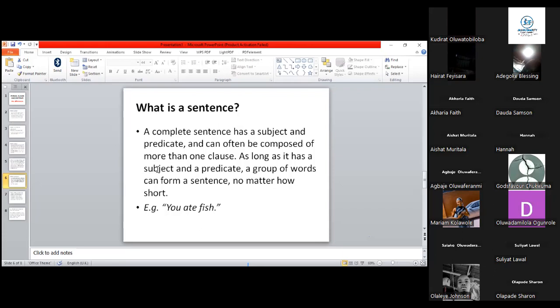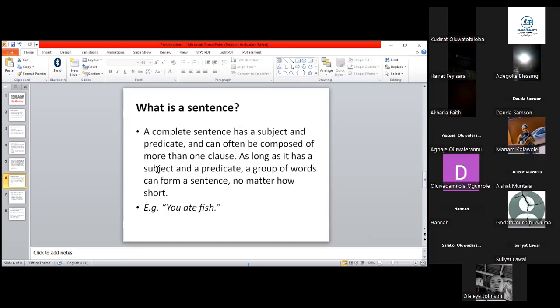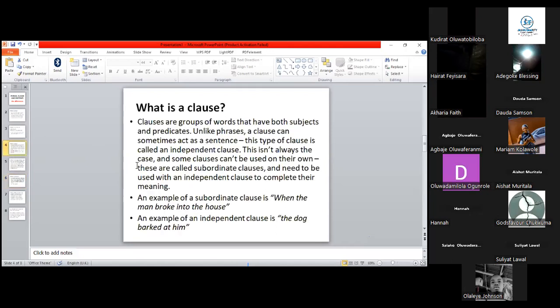Now, I want to take us back to phrases. We said a phrase is a group of words that has no subject and no verb, and that a phrase cannot form a predicate. When we moved up to a clause, we said a clause.